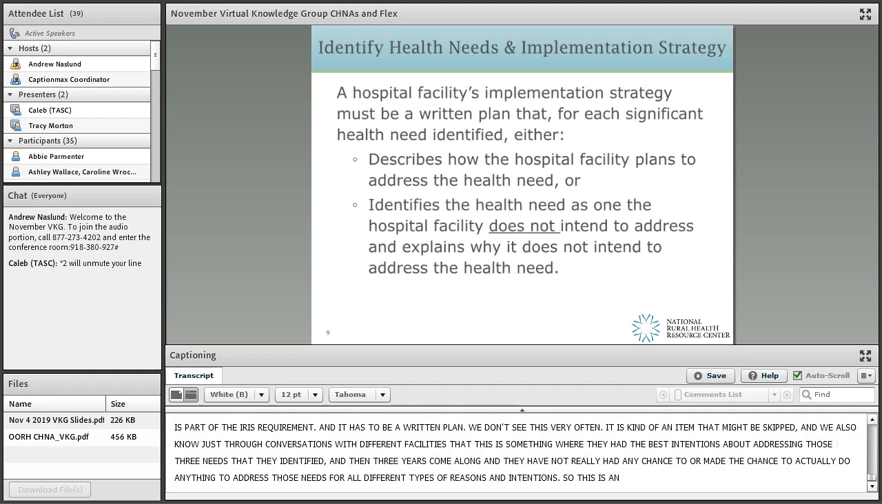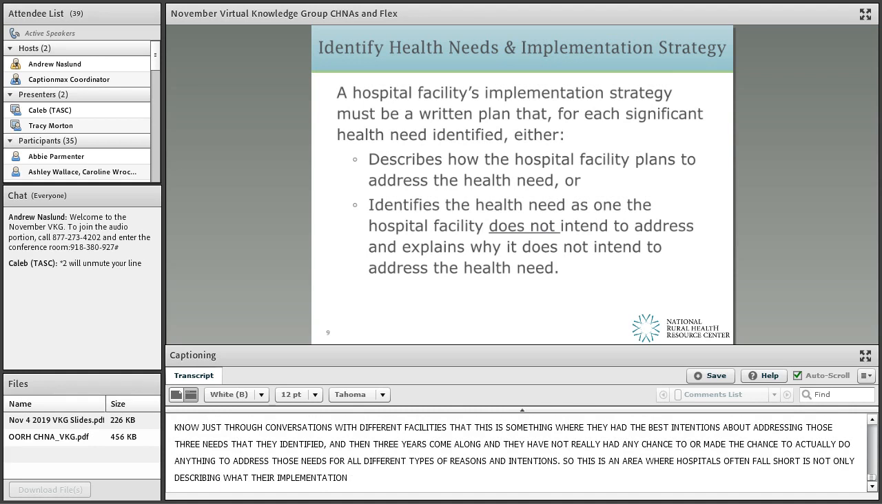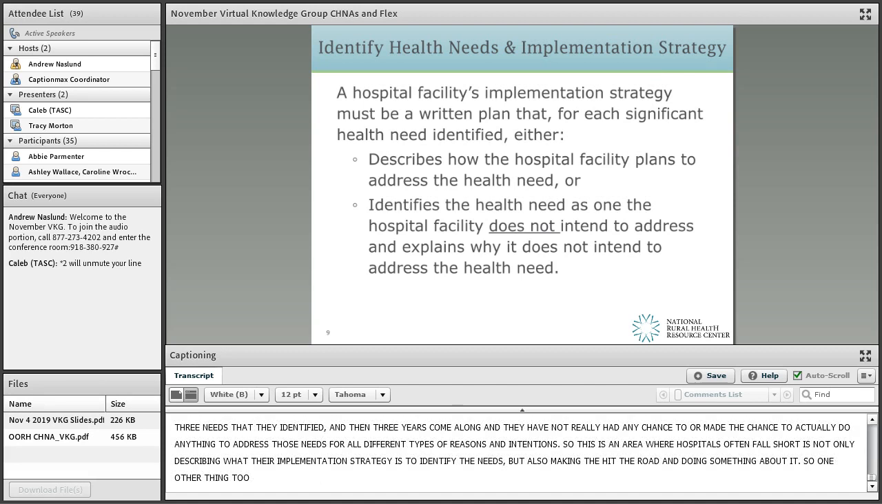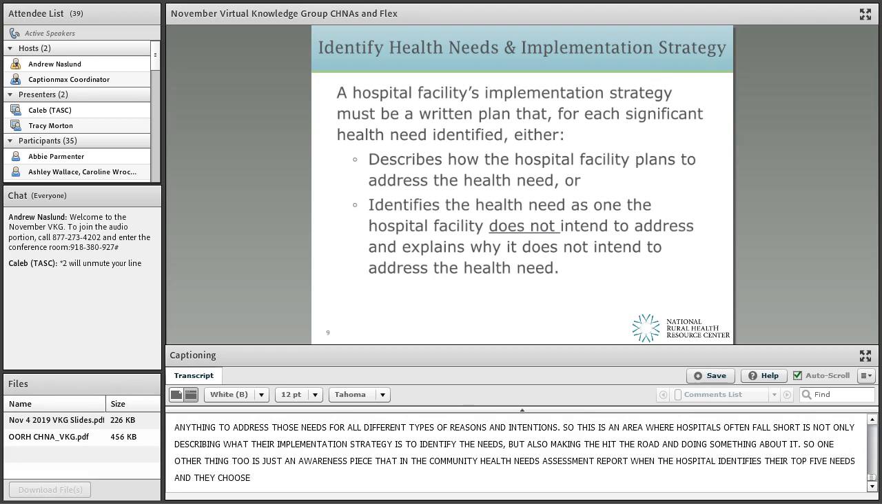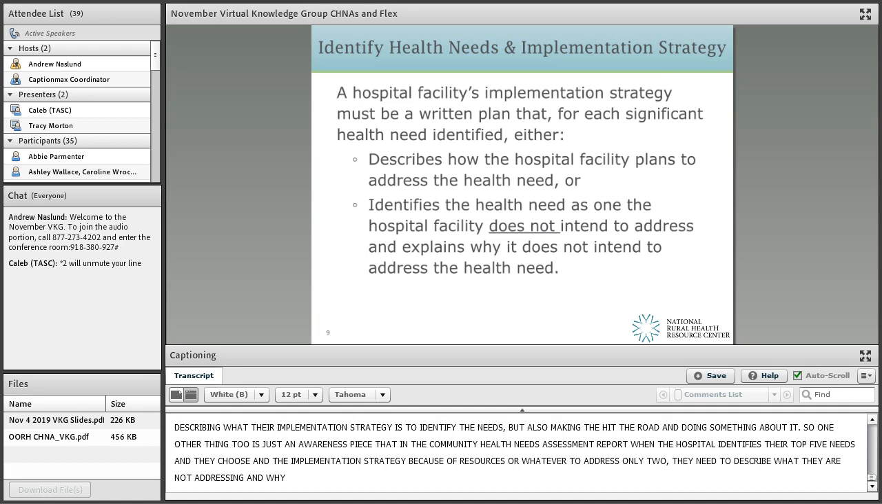And that's the implementation strategy. That's part of the IRS requirements, and it has to be a written plan. And again, we don't see this very often. It's kind of an item that might be skipped, and we also know just through conversations with different facilities that this is something where they had the best intentions about addressing those 3 needs that they identified, and then 3 years come along and they haven't really had any chance to, or made the chance, excuse me, to actually do anything to address those needs, for all different types of reasons and intentions. So this is an area where hospitals often fall short, not only in describing what their implementation strategy is for the identified needs, but also in actually making the rubber hit the road and doing something about it.